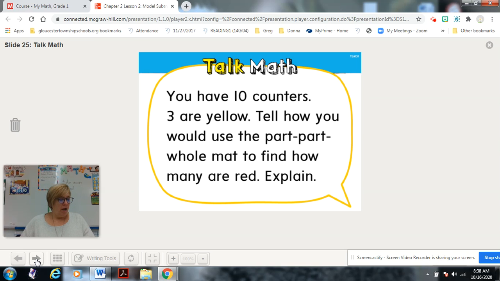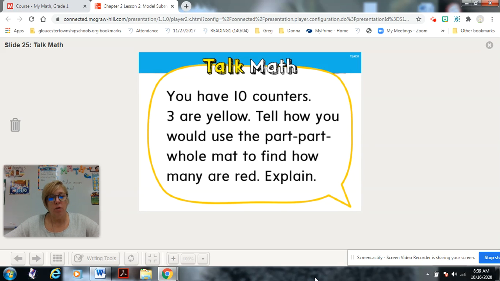Now, on the bottom with the talk math, it says that you have 10 counters. I can't do that because they didn't give me the color counters. You do it while I talk about it. Listen first. You have 10 counters. Okay, so put 10 counters on your mat. 3 of them are yellow.